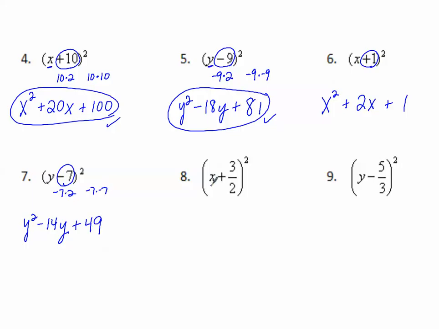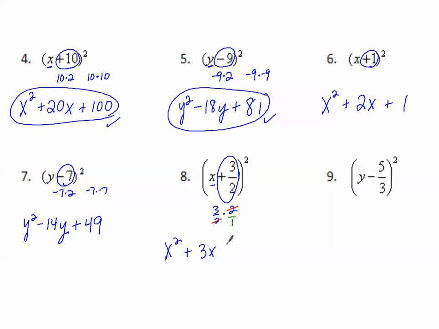Next, x is the variable, x squared. 3 halves, positive 3 halves is the number. 3 halves times 2, well, look at how I do this. 2 is like saying 2 over 1. 2 is in the numerator, 2 is in the denominator. They factor out. I'm left with 3 over 1, so plus 3x.